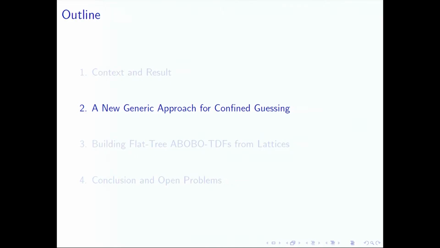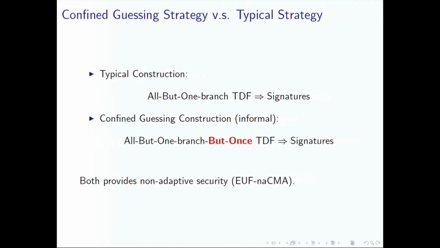All right. So what exactly is confined guessing, and how can we present it at a high level? I'm going to present it by comparing it to a typical construction for signatures in the standard model. To build signatures in the standard model, one way to do this is to start from what we call an all-but-one branch trapdoor function, and we can generically transform it into signatures. I'm going to present the confined guessing strategy as a similar transformation, except that we add this little property to the all-but-one branch trapdoor function. It's going to be all-but-one branch, but once.